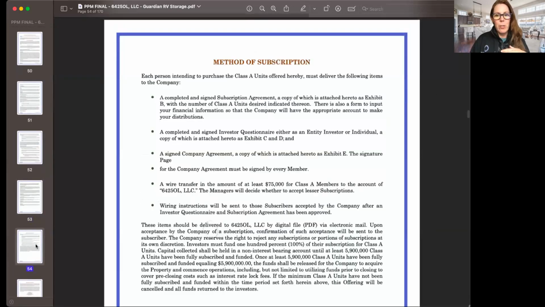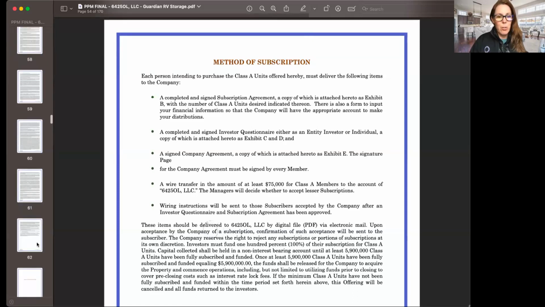Right. So then we've got membership requirements. The method is subscription, okay, but this is also going to tell you what is required of you in order to get in the deal. So you've got to review the investor questionnaire, sign the company agreement, and wire in funds. The wire instructions are up at the top. All right.